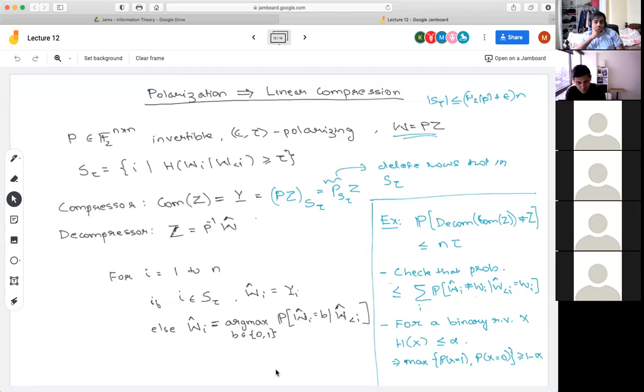Now, the analysis of this I will actually give you as an exercise. So I'll say that if you had an epsilon tau polarizing matrix, which means the set S tau was defined for entropies which were greater than tau, then the probability that you calculate W hat incorrectly is at most n times tau. And we can think of tau as arbitrarily small. You can think of tau as little o of 1 over n, so this probability of error will still be going to 0. And in particular, I'll claim we can construct epsilon tau polarizing matrices which have very, very small tau, or you can get it to be very small if you want.